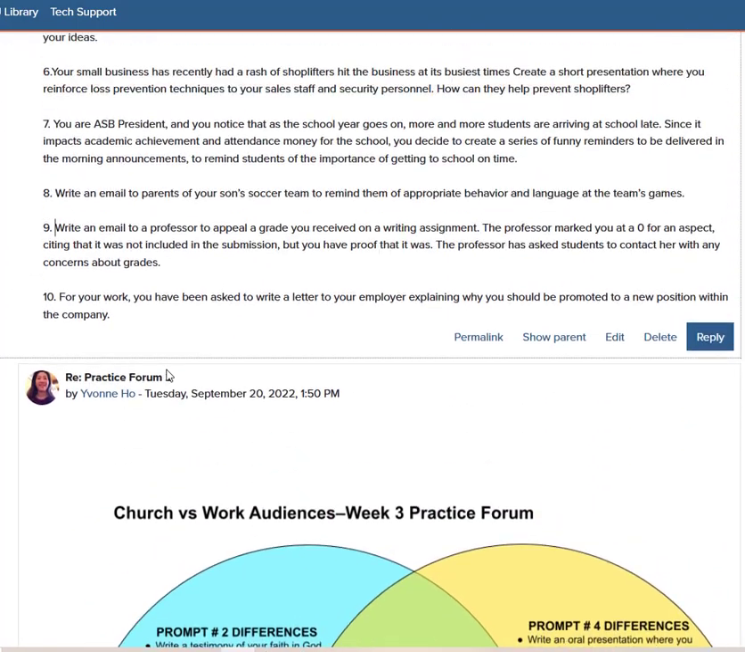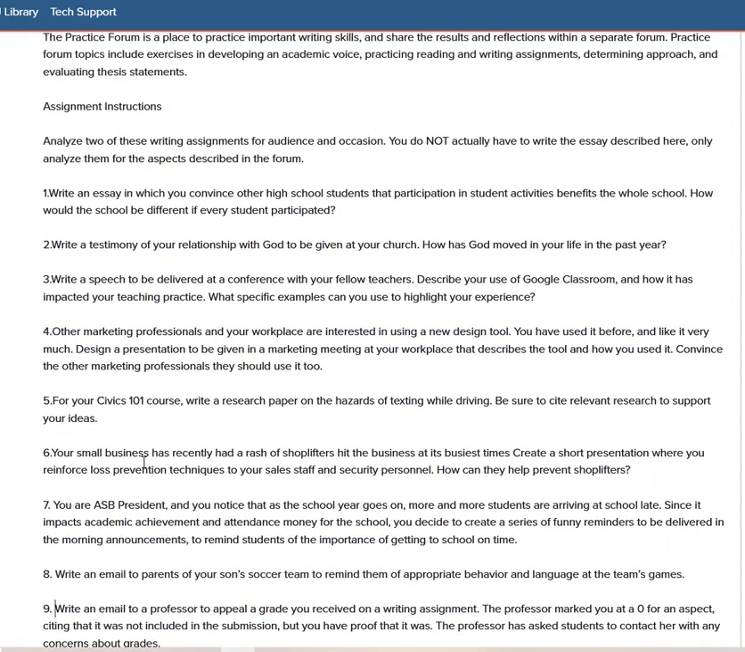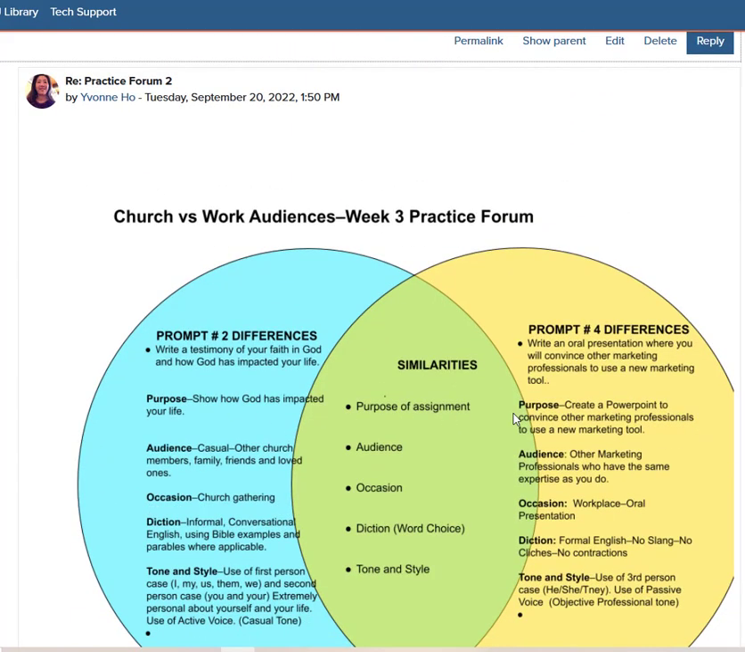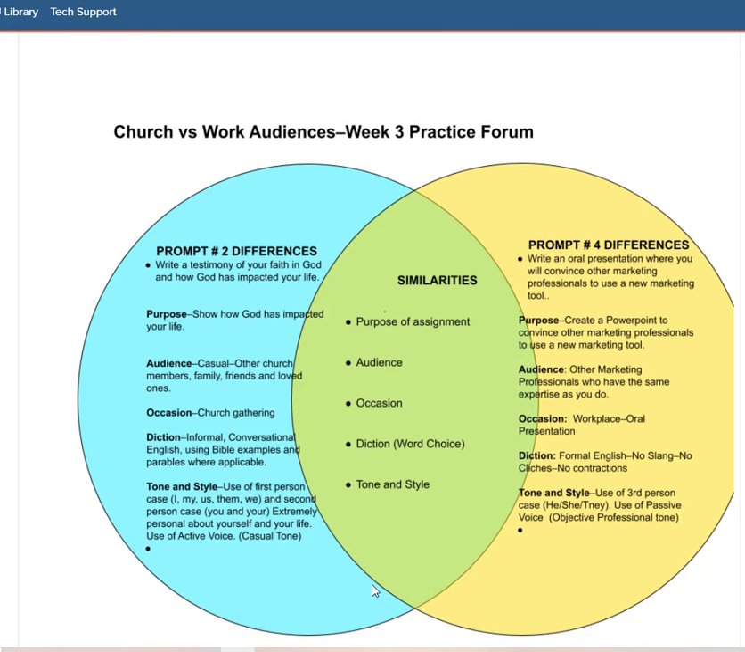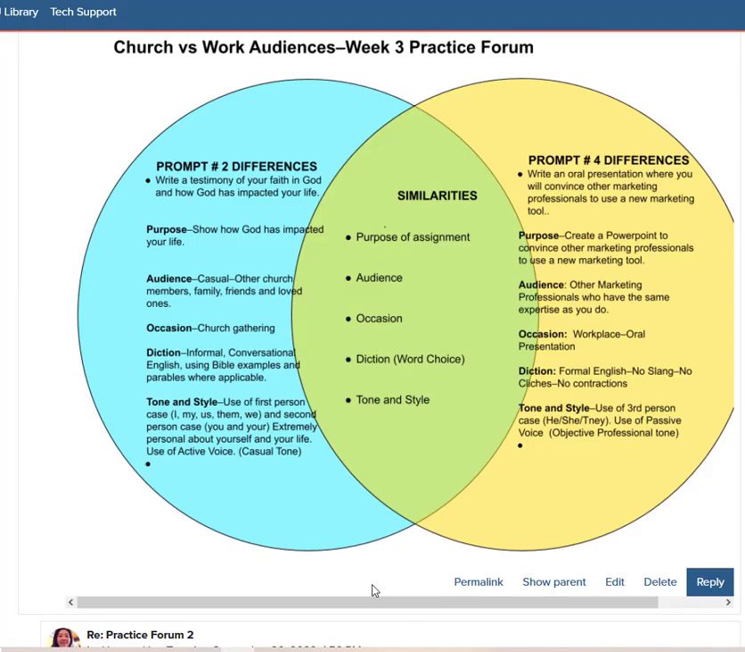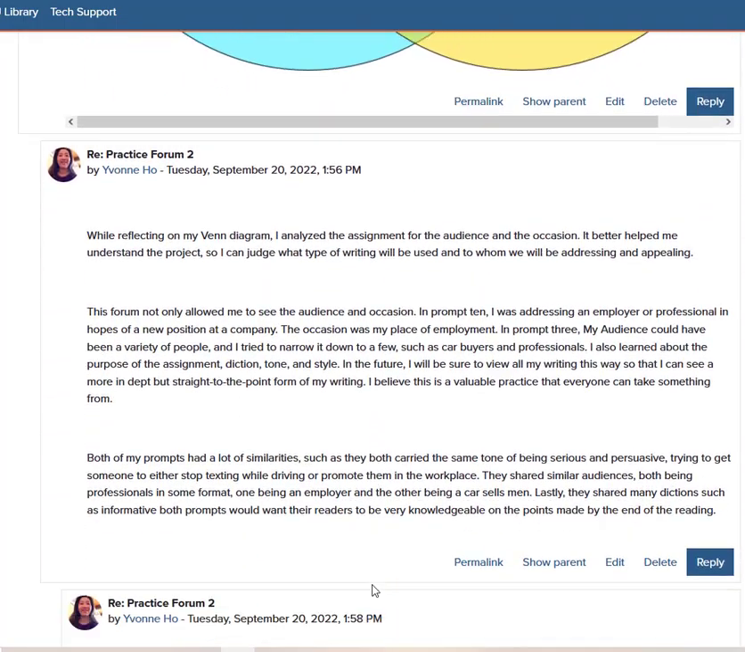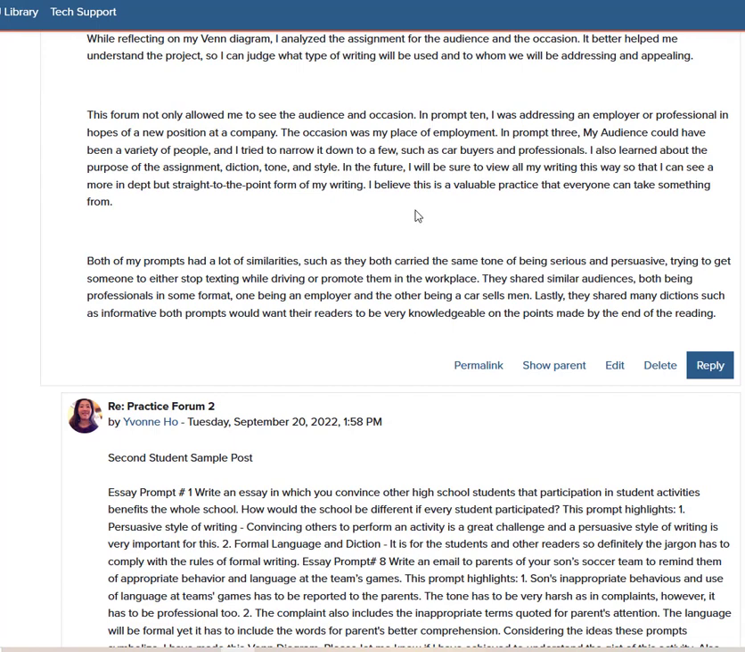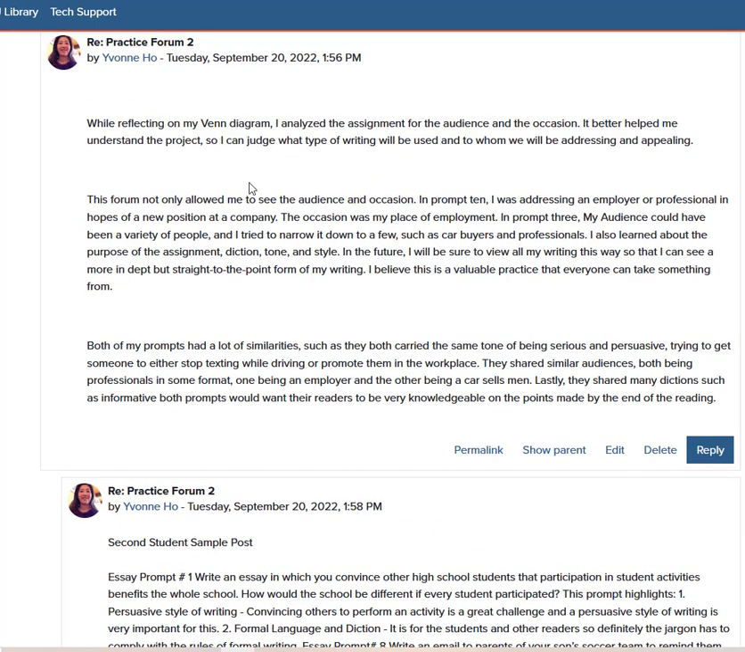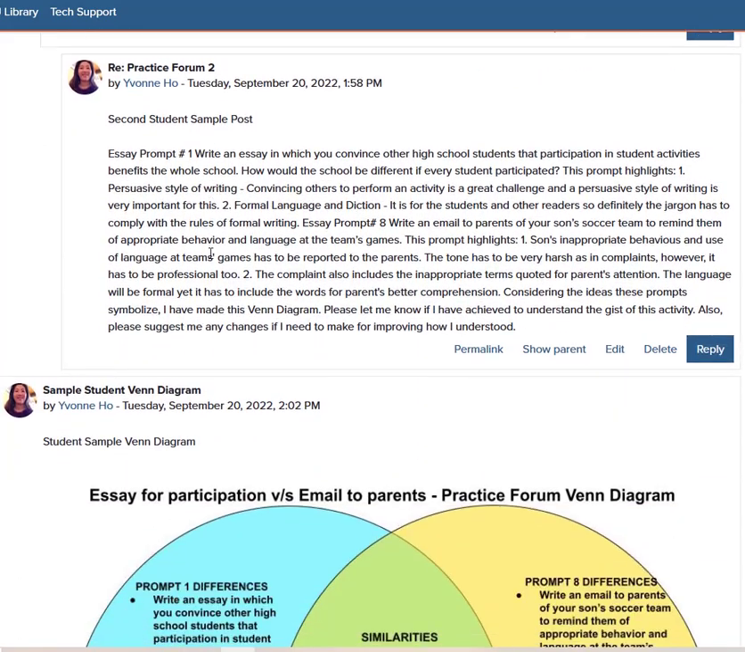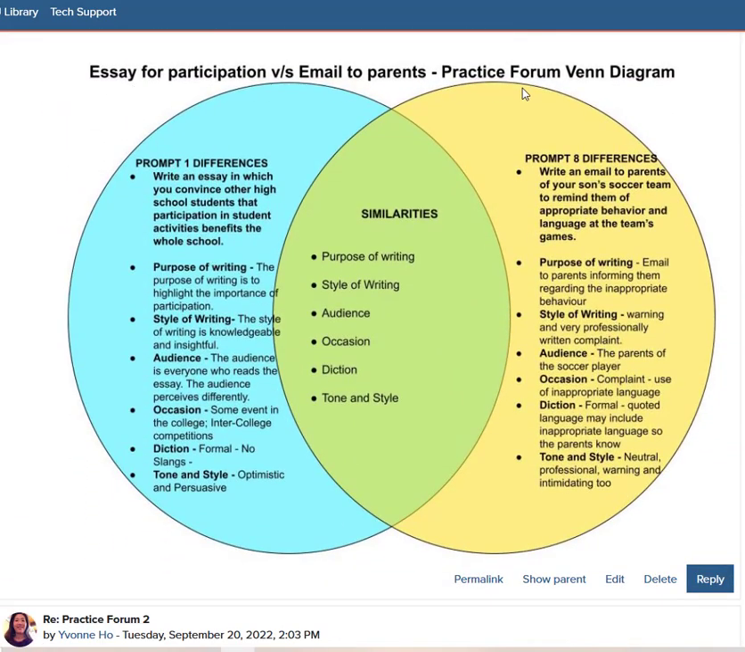So all you have to do is choose two of these prompts from this worksheet and then compare these prompts by comparing purpose, audience, occasion, diction, tone, and style. That was what I chose when I did the assignment. And then other students wrote about why they chose their prompts: I chose number 1 because, I chose number 10 because, and then after that, they posted their comparisons. This student chose prompt number 1 and prompt number 8.